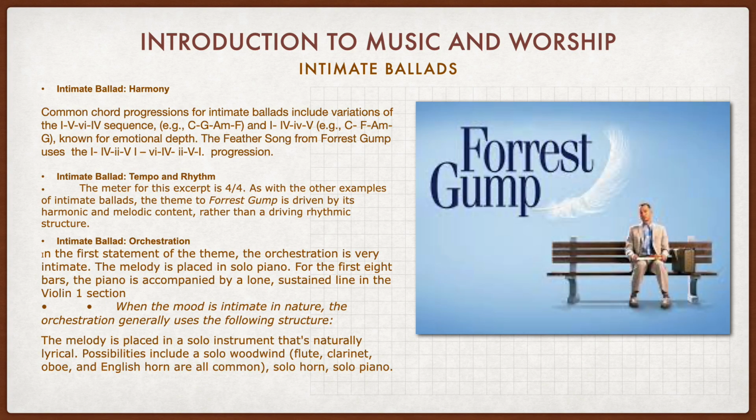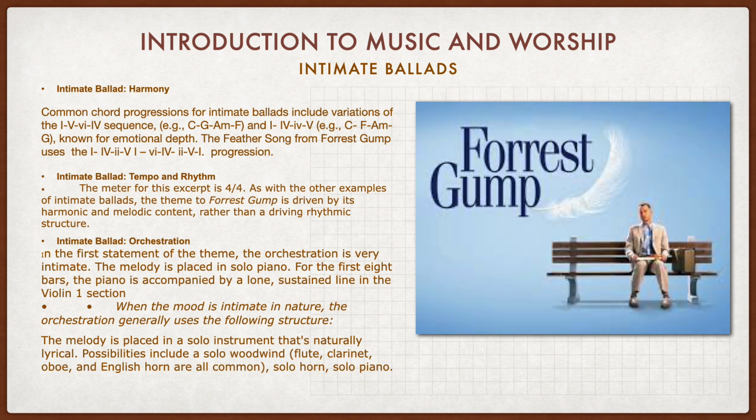The harmonies of the intimate ballad are common chord progressions. They may seem sentimental. The 1-5-6 minor-4 sequence, which would be C, G, A minor, F, and the 1-4-6 minor-5, C, F, A minor, G, are known for emotional depth. The Feather Song from Forrest Gump uses the 1-4-2-4 minor 4 major 4 2-5-1 progression, combining two very simple common emotional progressions.